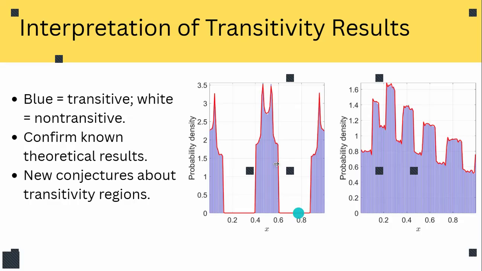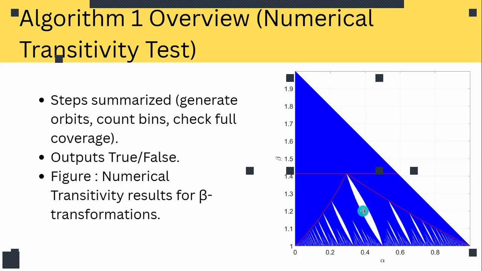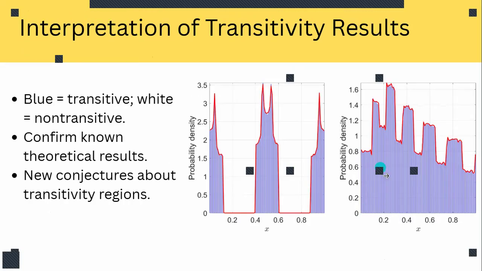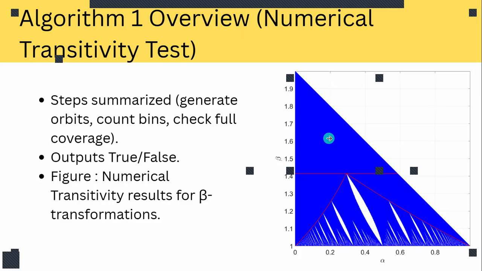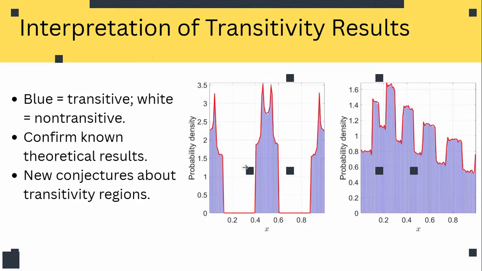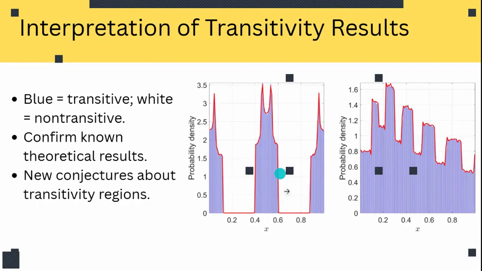So coming to this figure, this is for the white region, which is not numerical transitive. And this is for the blue region, which is numerical transitive. So here we can see that here it is covering the whole part, and here it is not covering the whole part. This is the main difference.